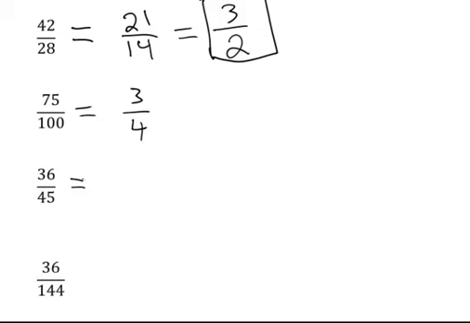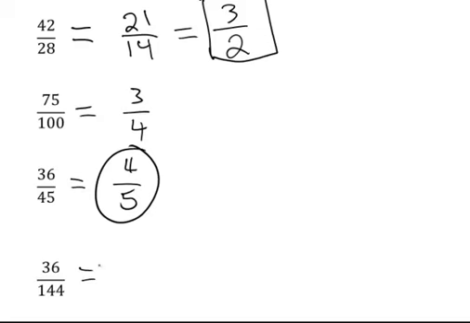36 over 45. Again, go back to your table and take a look at it. Is there a number where in the same column you see 36 and 45? If you take a look at the 9s, you'll notice that 9 goes into 36 4 times, and 9 goes into 45 5 times.